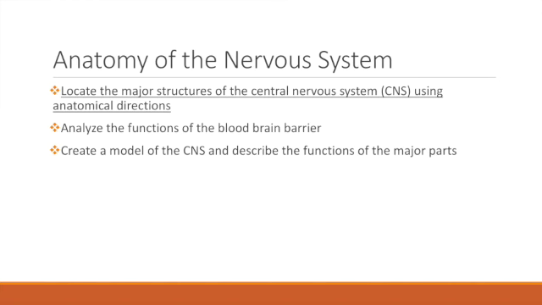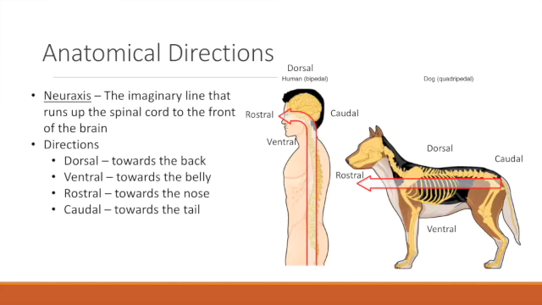To get us started, let's talk about anatomical directions. Okay, so this is just a picture from your textbook showing the neuraxis. The neuraxis is this imaginary line that runs up the spinal cord to the front of the brain.